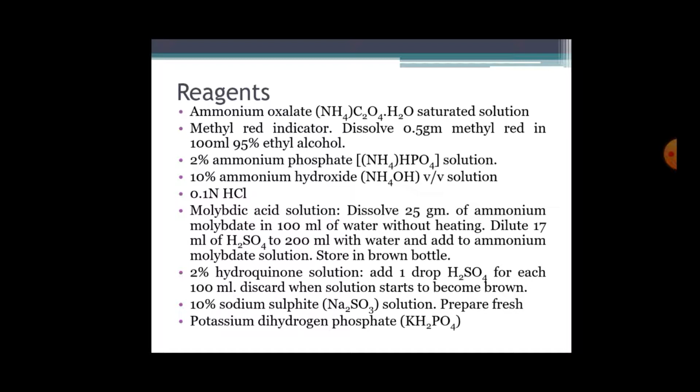These are the reagents we need for determination of magnesium. They are ammonium oxalate, methyl red indicator, 2% ammonium phosphate solution, 10% ammonium hydroxide solution, 0.1 normal HCl, molybdic acid solution, 2% hydroquinone solution, 10% sodium sulfide solution, and potassium dihydrogen phosphate.